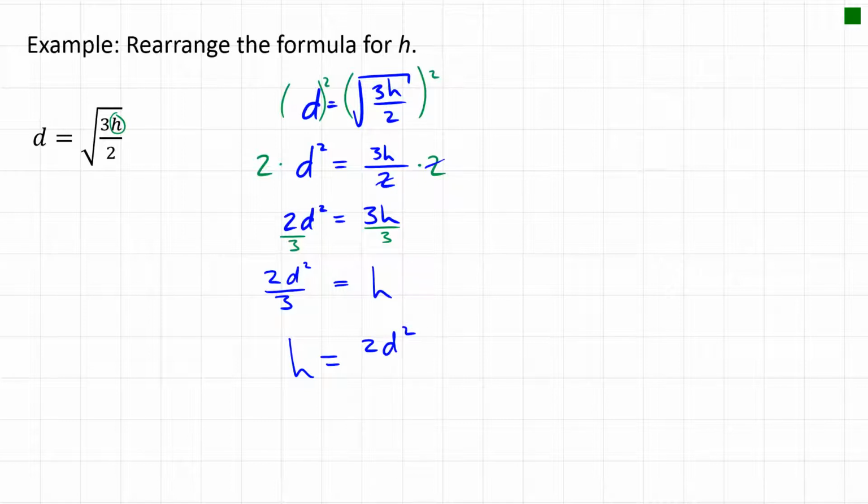I've rearranged the formula. And now, if I need to be able to see a certain distance to the horizon, like if you need to put a satellite somewhere so that it can see a certain location on the globe, you can calculate what height you'll need to put the satellite at for that purpose.